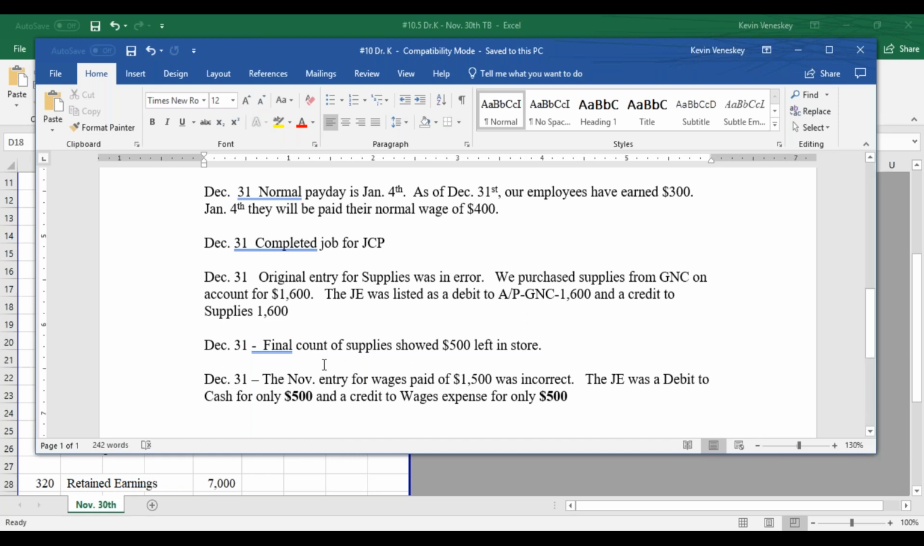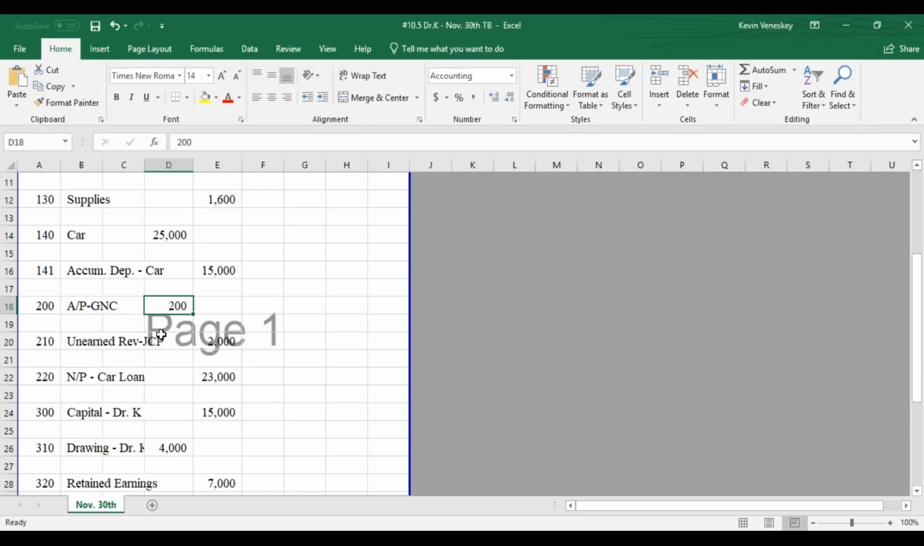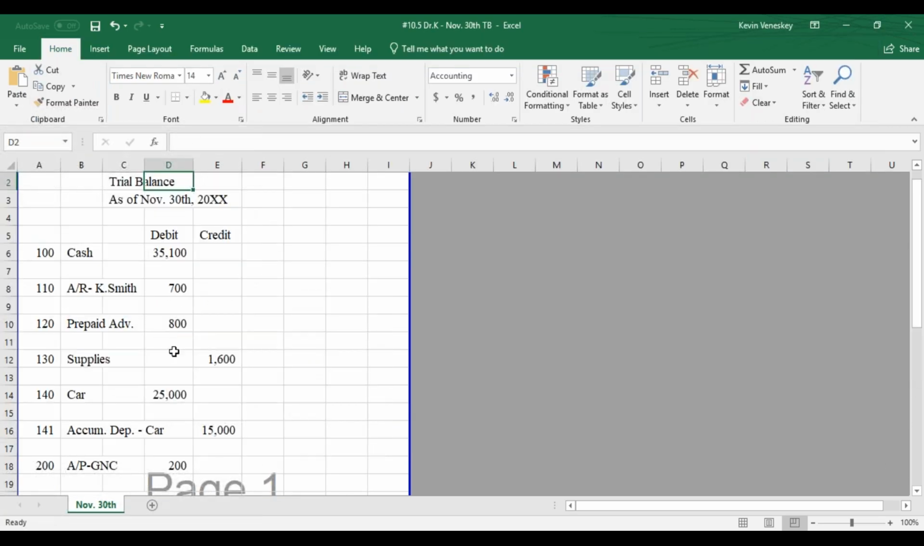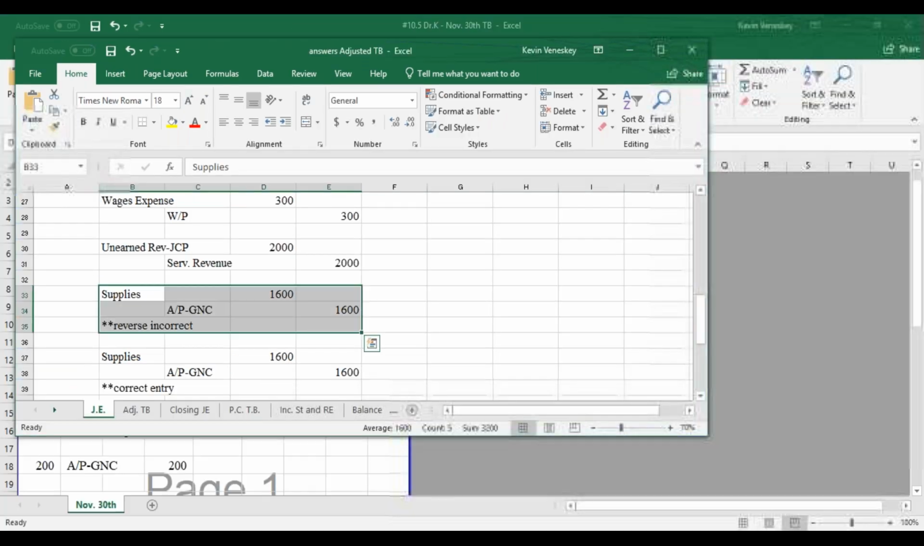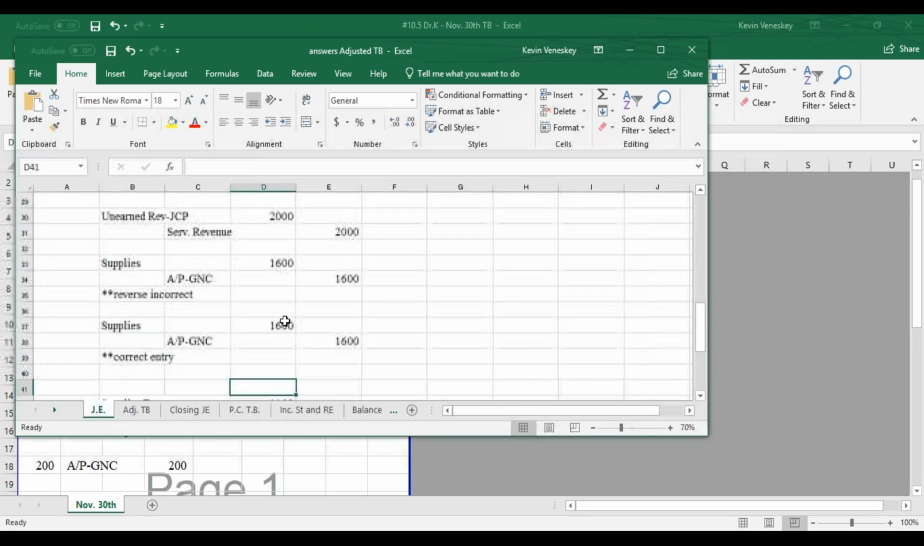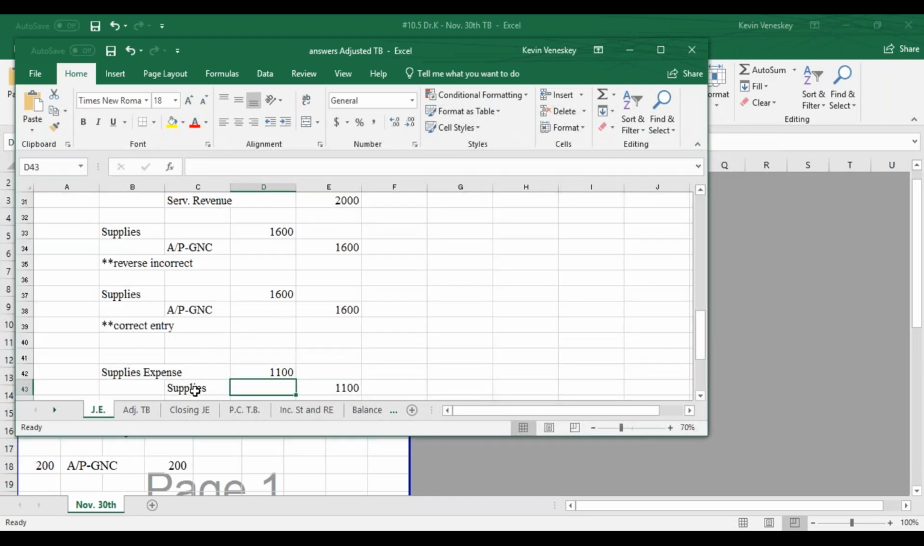Final count of supplies showed $500 left in the store. Okay, so we need to go back to our supplies. Our supplies, now that we've corrected them, has a $1,600 balance. They say we only have $500 at the end of the year. So that means we used $1,100 in supplies. If I used them, I got the benefit of it. So now I'm going to debit my supply expense and credit some of those supplies because they are now being consumed, used, or gone.